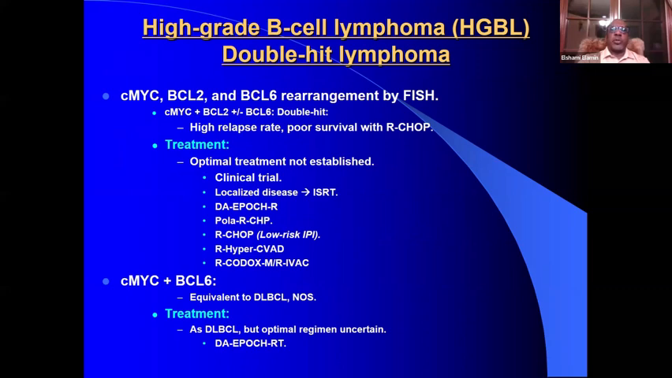Okay, so the high-grade lymphoma with a double hit. Remember the c-MYC, BCL2 and BCL6 rearrangement. If we find that by IHC, immunohistochemistry, we send the specimen for FISH, to detect the c-MYC, BCL2, with or without BCL6. That's what we call a double hit. It has a high relapse rate, poor survival with R-CHOP treatments, optimal treatment not established, so a clinical trial if available, and these are the regimens that could be used.